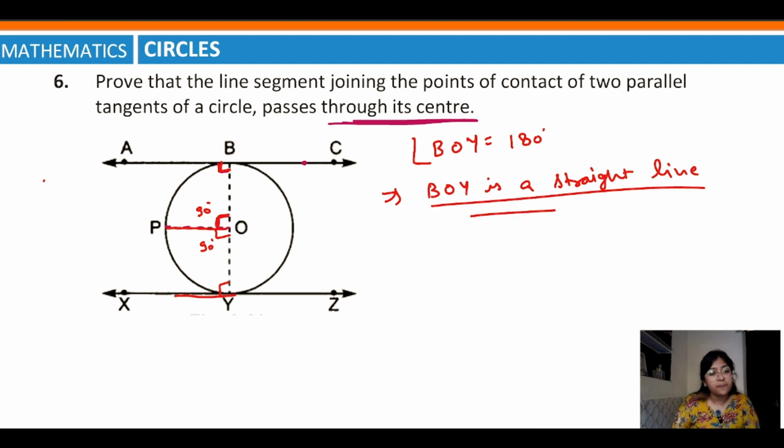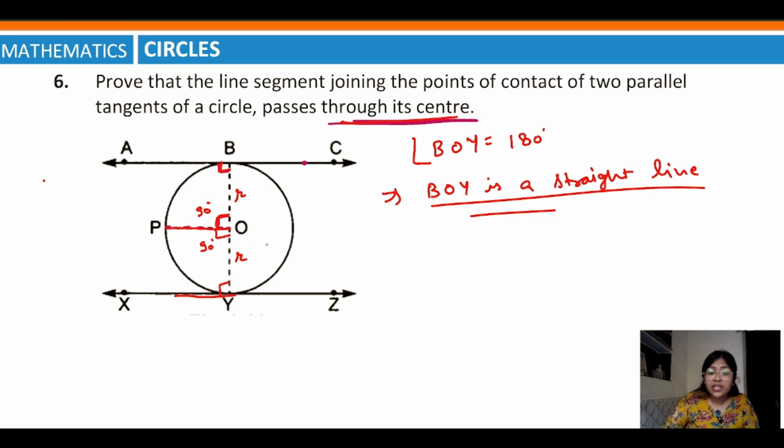Yes or no? If it is a straight line, we need to prove this line is passing through the center. Okay, this is a straight line. This is clear to you. And we know that the radius and the tangent make an angle of 90 degrees with each other. Yes, it means this is a radius and this is also a radius and this is a straight line. It means this straight line is passing through the center. Hence the question is true. This is clear to you?